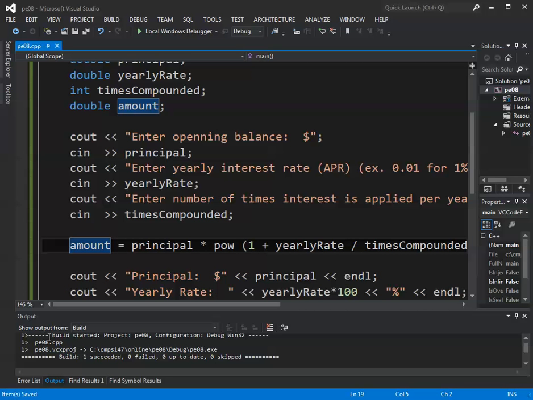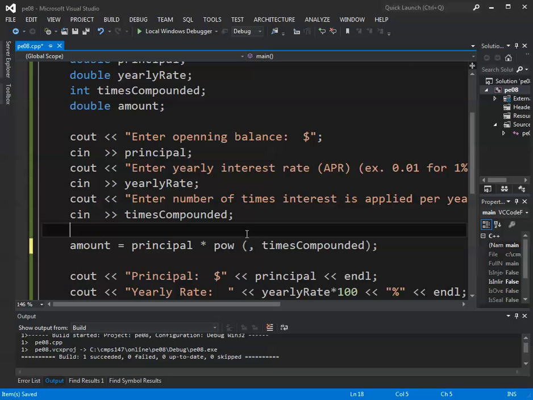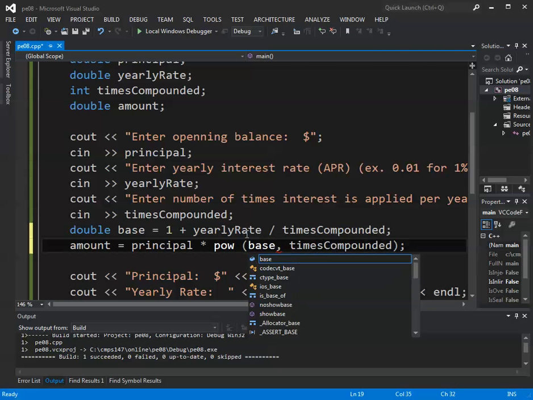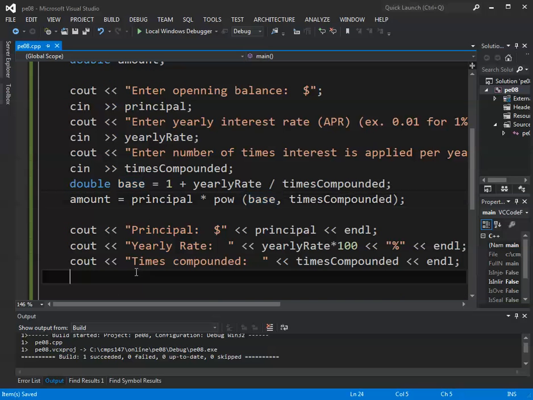Now that's a long equation. I might actually just take the interior here and do double base equals that and write it like this. I like to keep my individual lines of code fairly short. And we'll print out the amount.